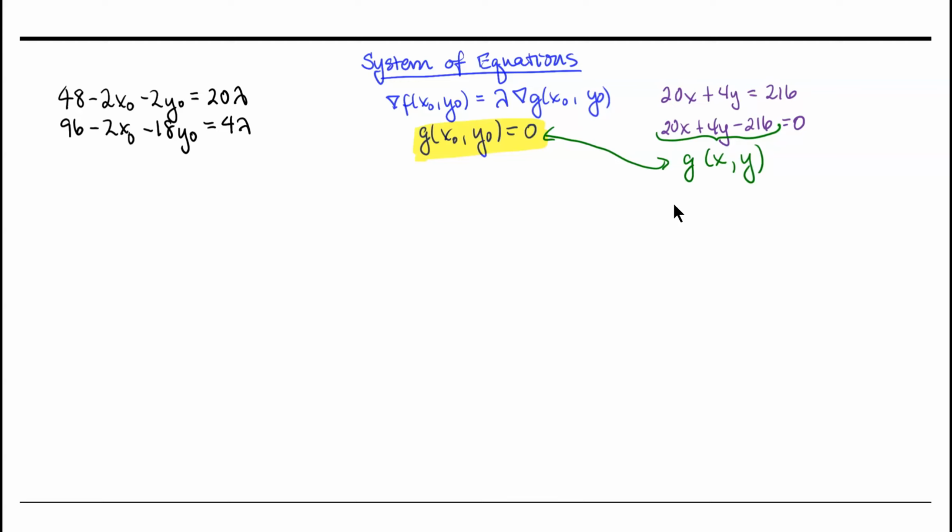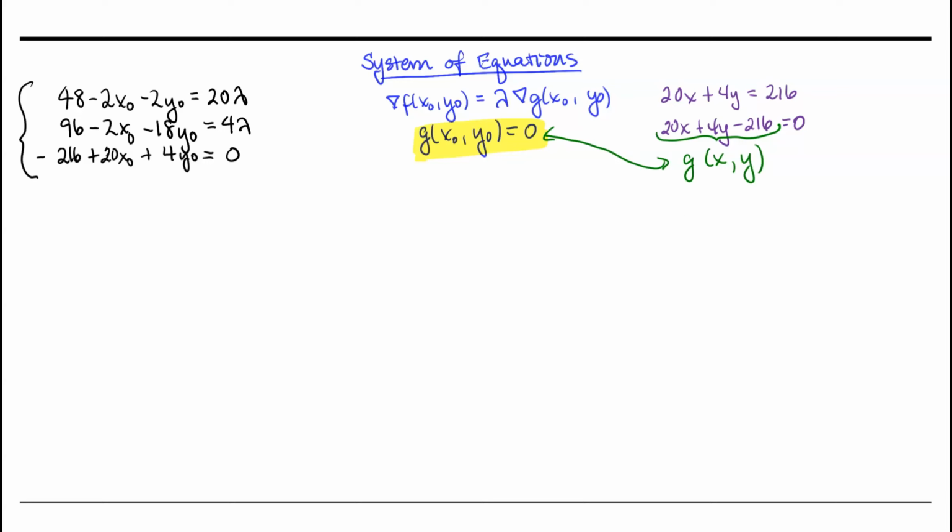So the third equation here becomes 20x naught plus 4y naught minus 216, and I'm just lining up like terms here, equals 0. So this is the system of equations that we need to solve. And so let's go ahead and take a look at how we might do that.